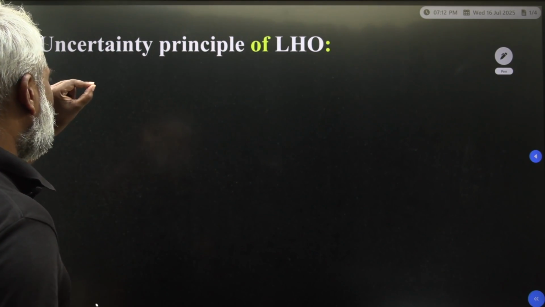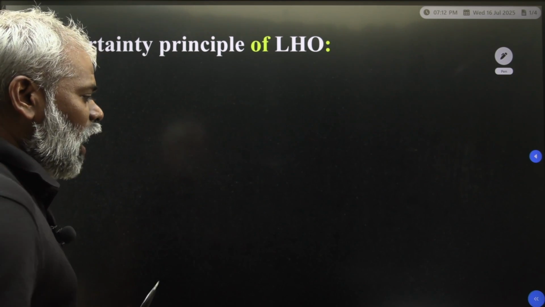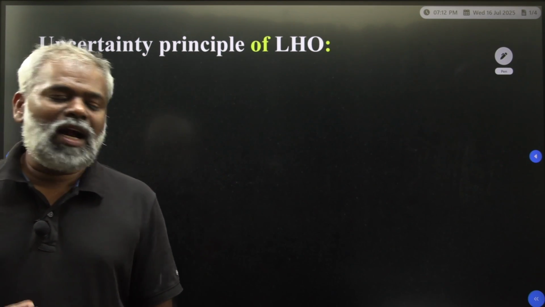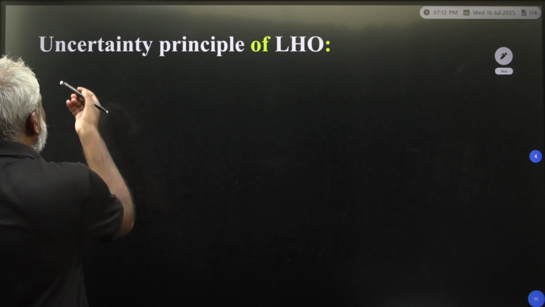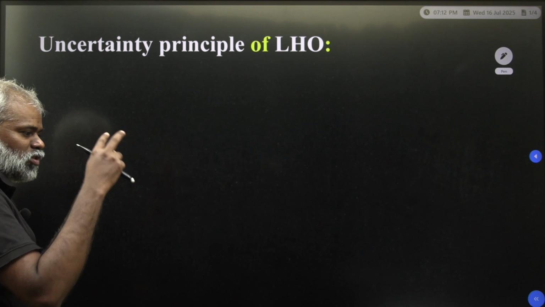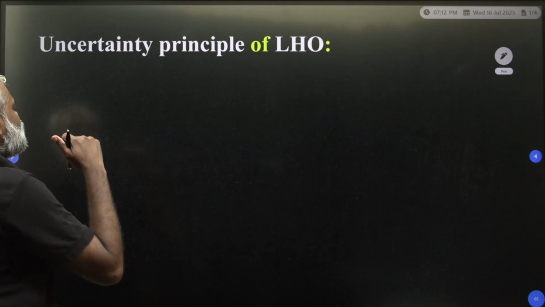First, you have to see the uncertainty principle of the linear harmonic oscillator. We already derived the uncertainty principle. Through the linear harmonic oscillator wave function also we want to get the uncertainty principle. We already derived this question 2-3 times. Now again I am deriving it in another representation.